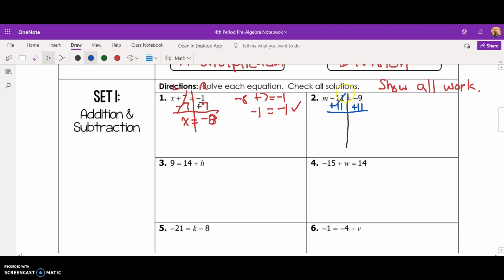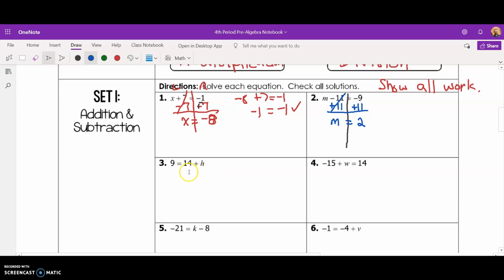So negative 11 plus 11 is 0, so I can cross that out, leaving me with just the m on the left-hand side. And then negative 9 plus 11 is the same thing as 11 minus 9. If I owe 9 and I have 11, then I have 2 left over after I pay what I owe. Okay? So number 3. Let's take a look at number 3.